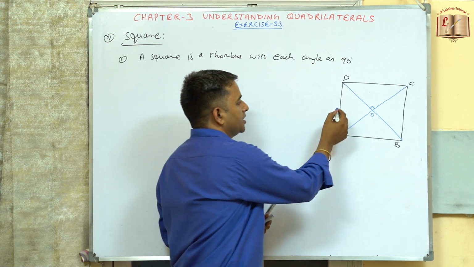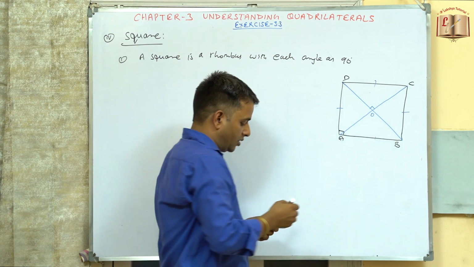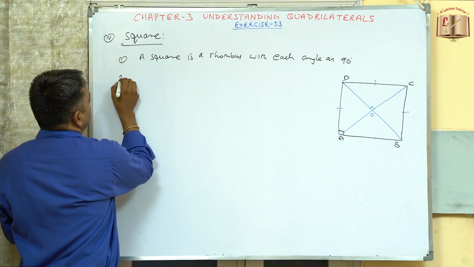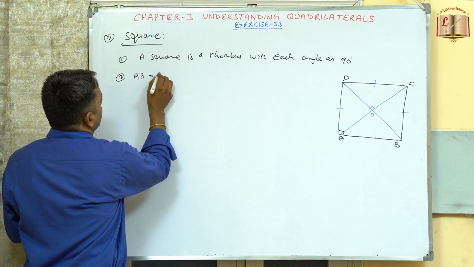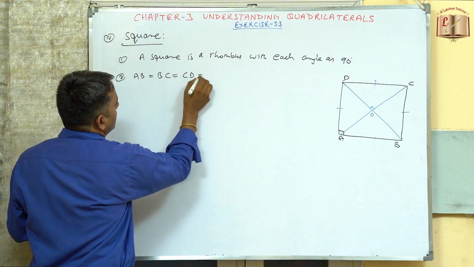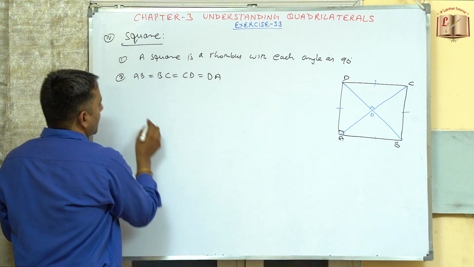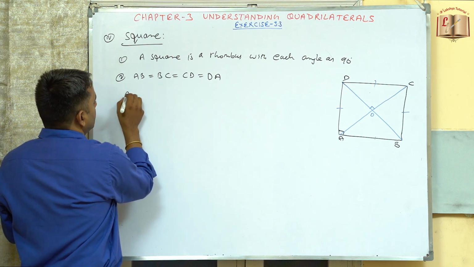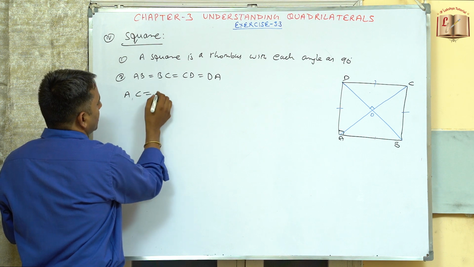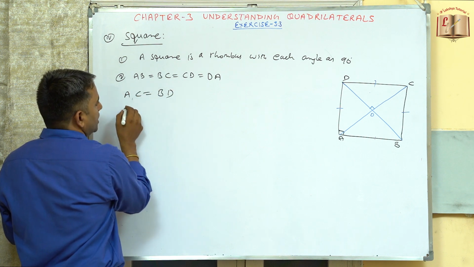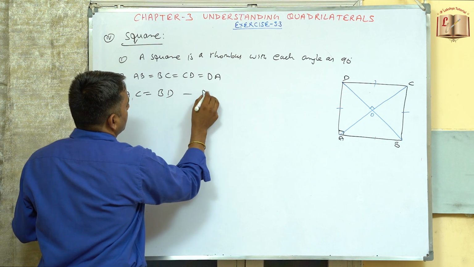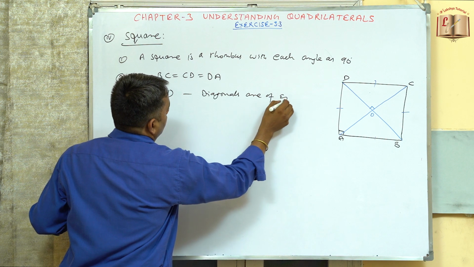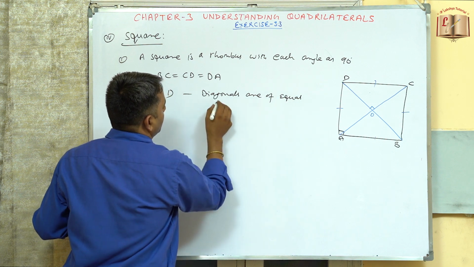In a square also, all four sides are equal. So in a square, AB will be equal to BC equal to CD equal to DA. And for the diagonals, here the diagonals are of equal length, meaning AC is equal to BD. We can write diagonals are of equal length.